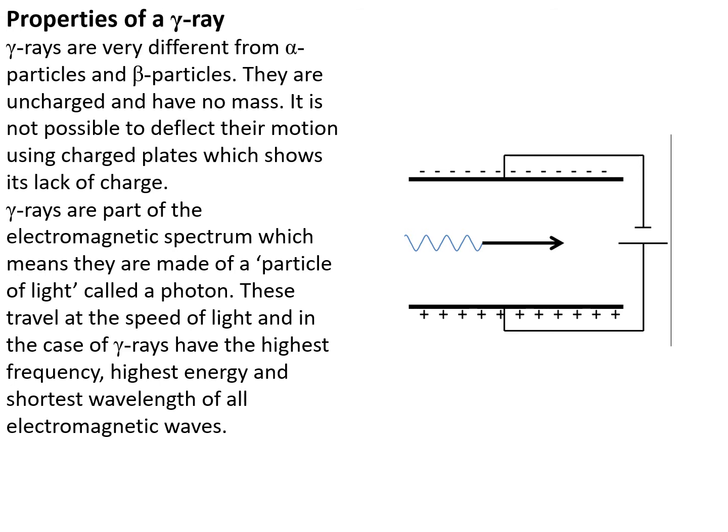Gamma rays are part of the electromagnetic spectrum, which means they're made up of a particle of light called a photon. These travel at the speed of light, and in the case of gamma rays have the highest frequency, highest energy, and shortest wavelength of all electromagnetic waves. So as you can see here, the gamma ray, as it passes between 2 electrodes, a positive and a negative, it carries on in a straight line without being deflected.